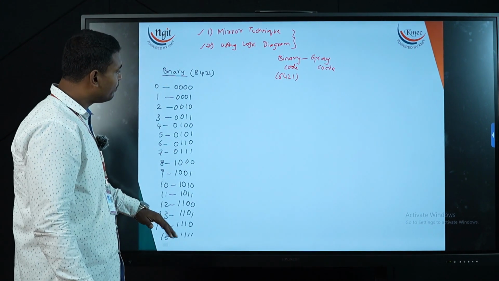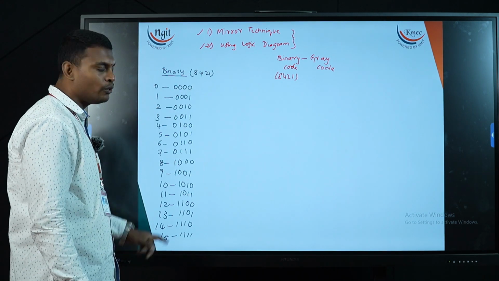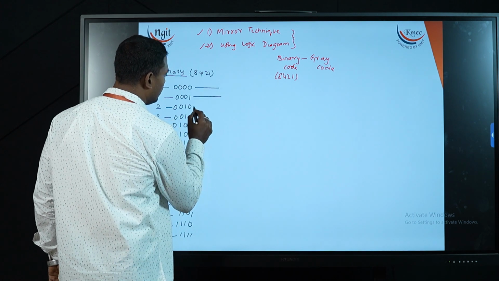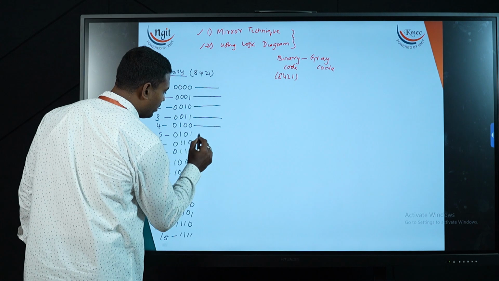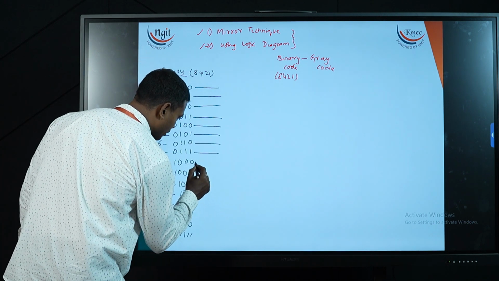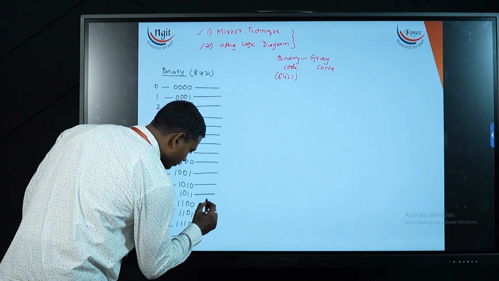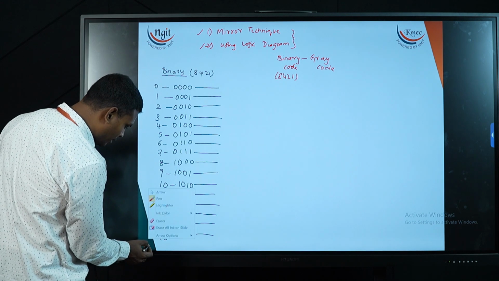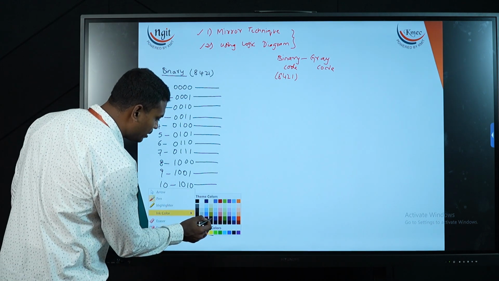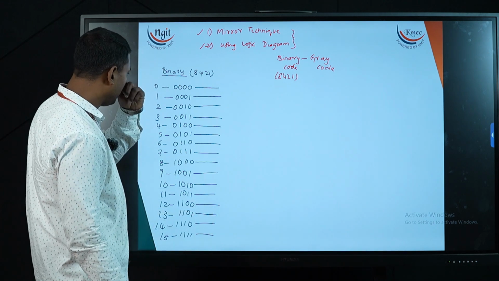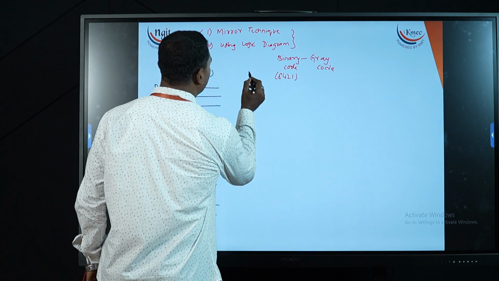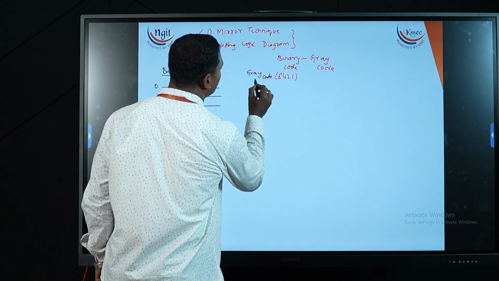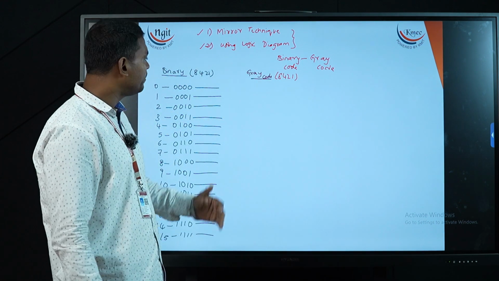Now I will write the gray equivalent for this 8421 code. I am representing it with lines so that it will be easy while writing the numbers. I am using the mirror technique. Let's differentiate with a different color so that it will be easy for you to identify. Now I am representing my numbers in gray code using the mirror technique.